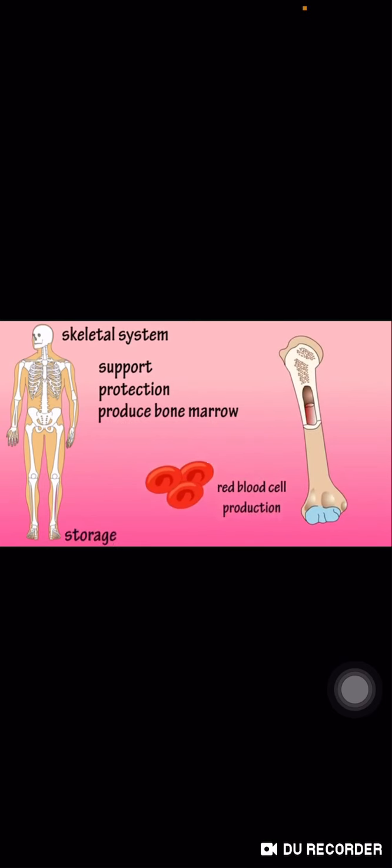Some bones contain red bone marrow that produces new red blood cells daily. Some bones act as storage containers for minerals such as phosphorus and calcium, which is important for muscle contraction. And that covers the first basics of the skeletal system.